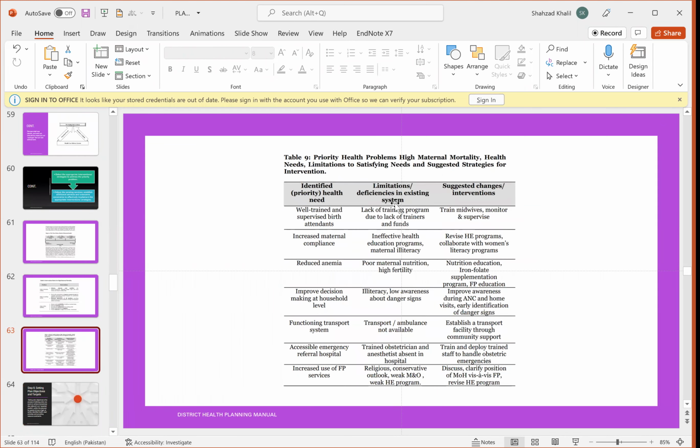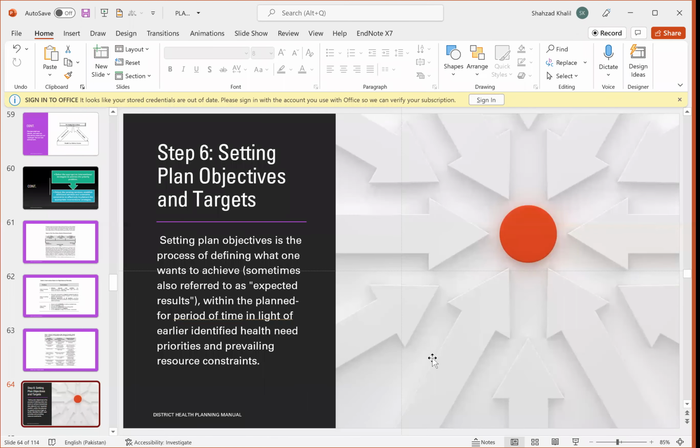Again, the priority health problems in a high mortality rate, health needs, and limitations to satisfy them. So you can see the identified health needs, the limitations, and the suggestions of the interventions. Setting plan objectives and targets. Setting plan objectives is the process of defining what one wants to achieve within the planned period of time, in light of the identified health needs, priority, and prevailing resource constraints.